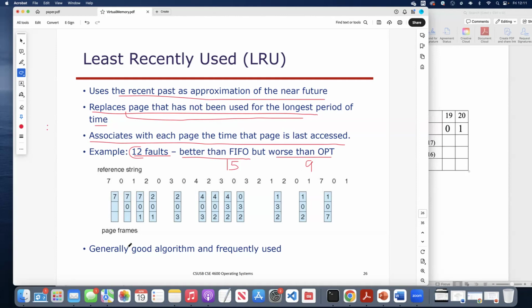The least recently used algorithm is generally a good algorithm and is frequently used in operating systems. Okay, this video will stop here.